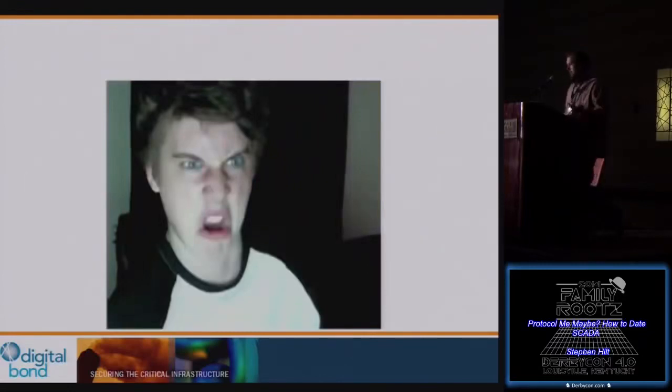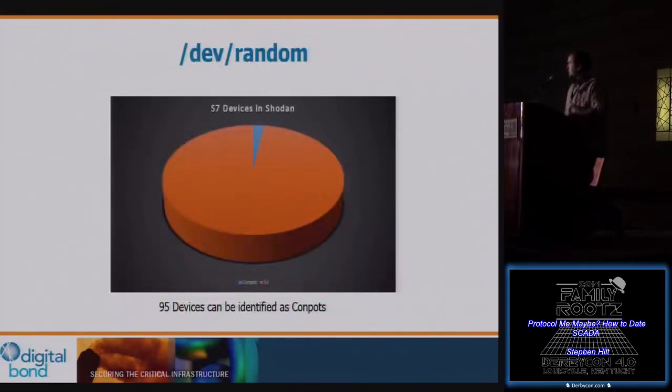So the number of, once again, random facts. Again, I like random facts. After pulling all the information down from Shodan and searching for those exact Conpots in that exact same configuration, there may be more, there may be less, but right as of now, there's 95 devices that I can identify as Conpots.